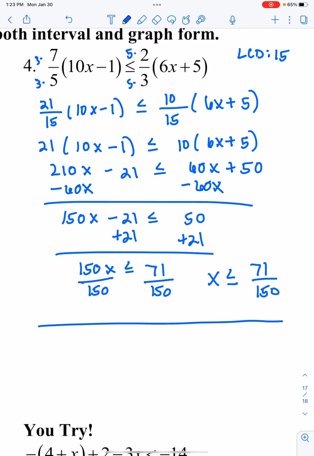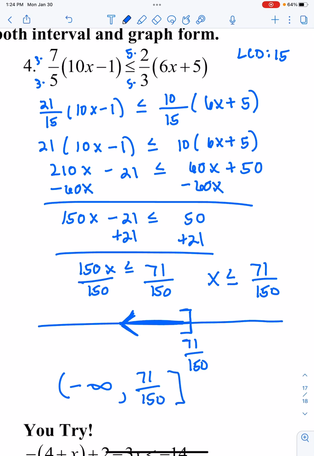We then are supposed to show that on a graph, so we show our critical value of 71 over 150. X is less than or equal to, so we're allowed to be on the left side with the equal to, producing a bracket at 71 over 150. The interval we build from left to right. So on the left we have negative infinity, so we're going out to negative infinity up to 71 over 150, bracket.